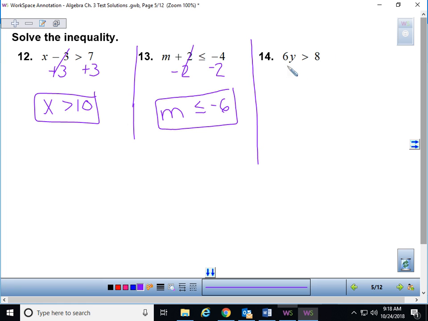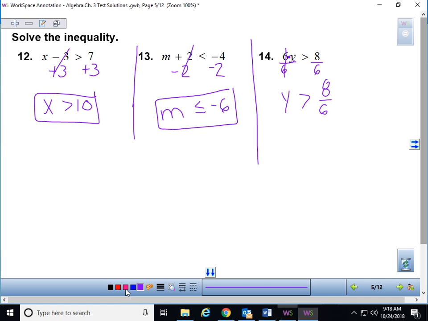14. To get my variable by itself, I have to undo this 6. Well, the way my 6 is connected is actually a secret operation of multiplication. So to get y by itself, I'm undoing multiplication with division, and I have to divide by 6 because that's what's attached to my variable. So I have to divide 6 on both sides. This starts out with y greater than 8 over 6.